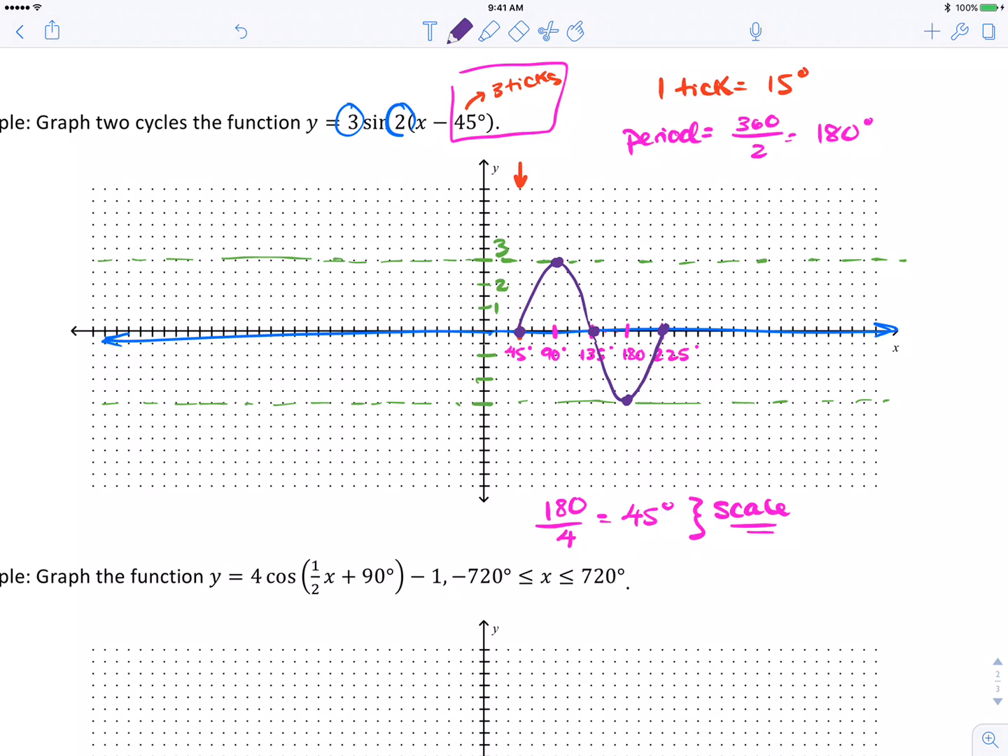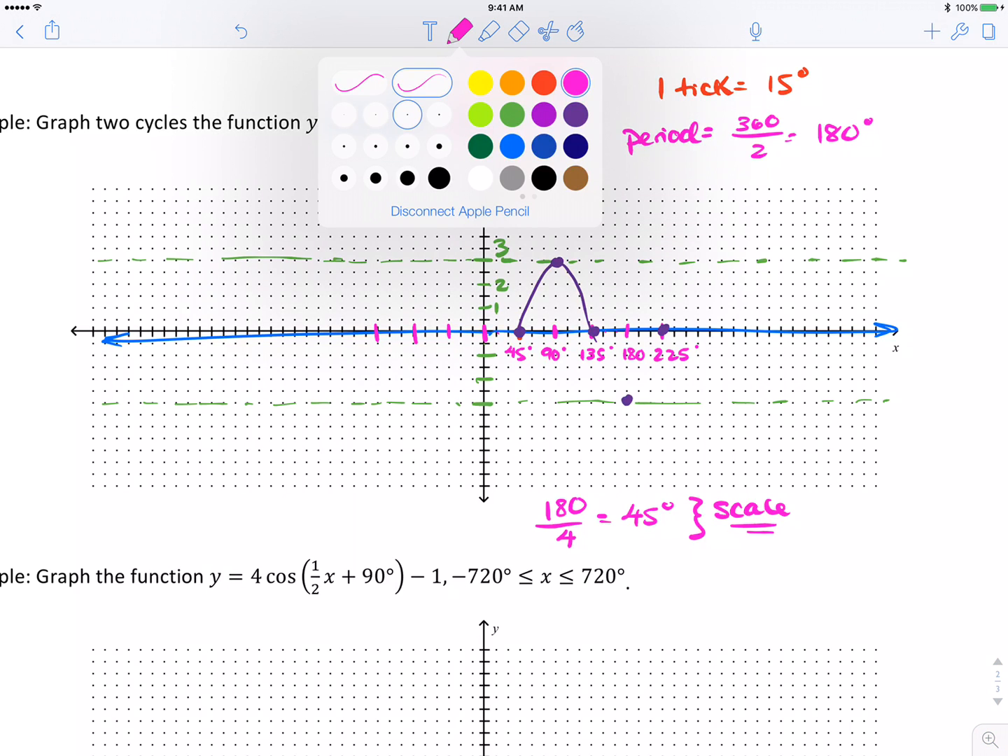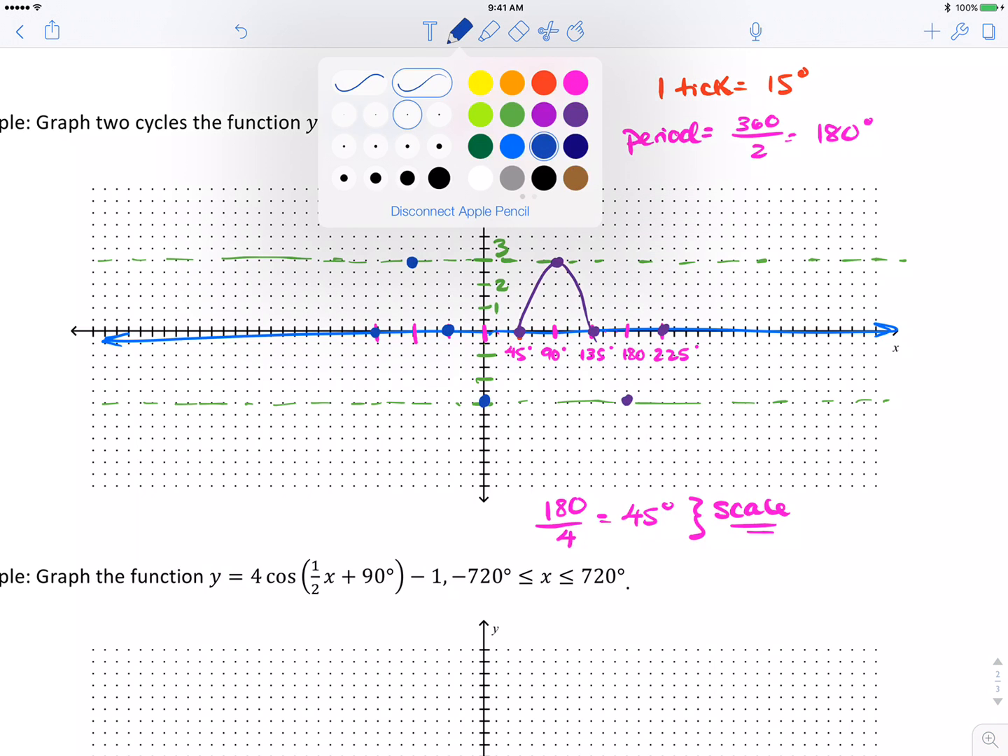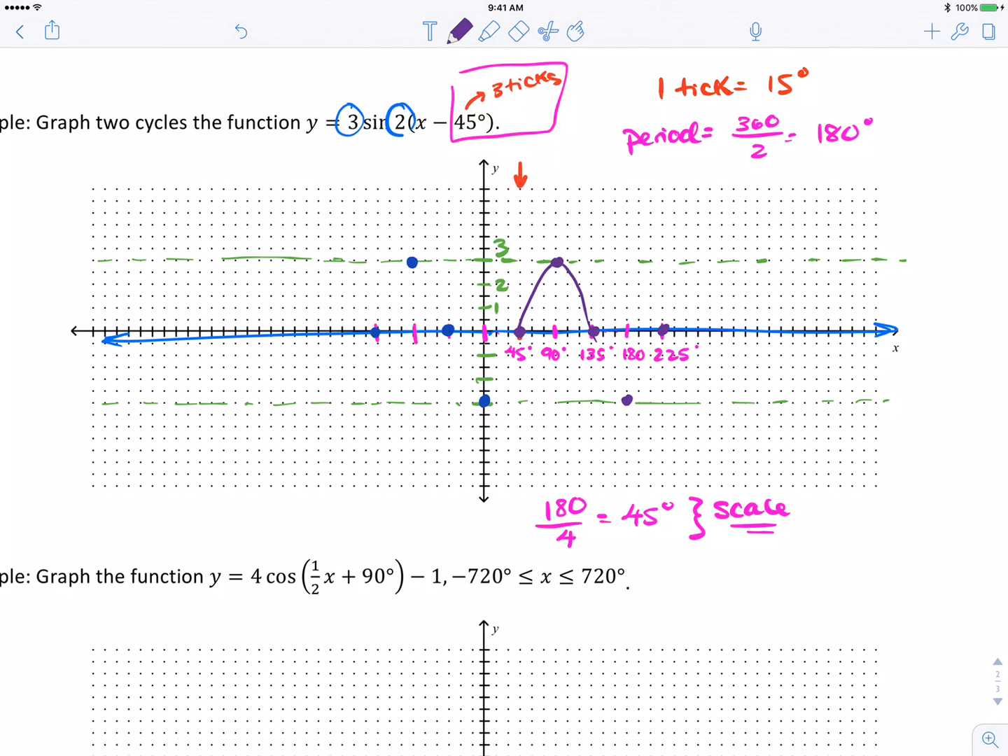Now it wanted 2 cycles. It doesn't matter if you go to the right or to the left. I'm going to do in my ticks, ready, 1, 2, 3, 1, 2, 3, 1, 2, 3, 1, 2, 3. So I can fill in middle, bottom, middle, maximum, and back to the middle. So I have these 2 rotations now. I'm trying to find the same purple. And for full marks, obviously complete it and rewrite out the equation.